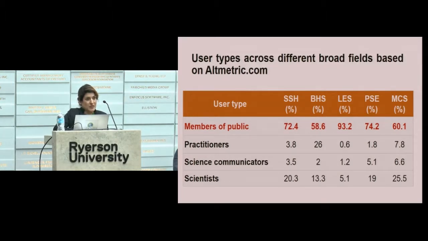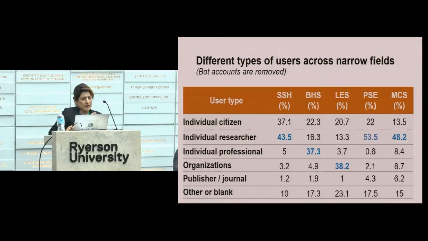It says that in life and earth sciences, more than 93% of users are members of the public. So we decided to do it manually, and we came to this result: the main group are scientists. Of course, we sometimes call them researchers or scientists, but I prefer scientists. But this is my collaborator's idea to use researcher.